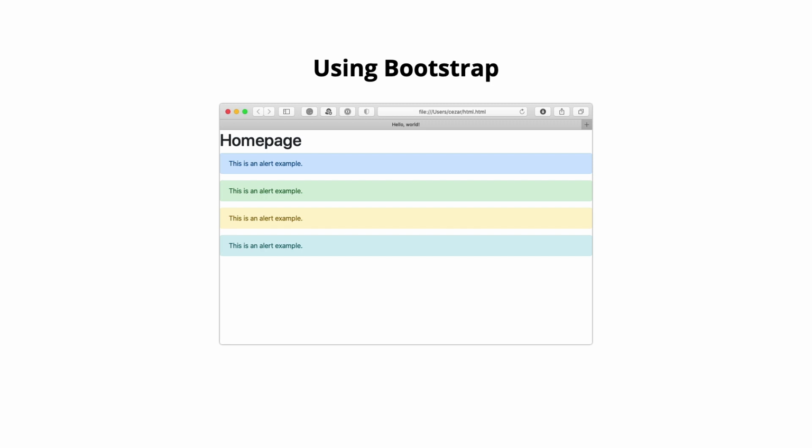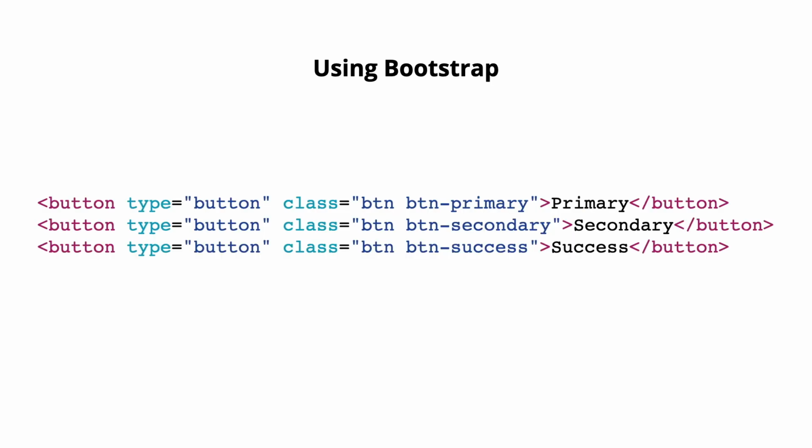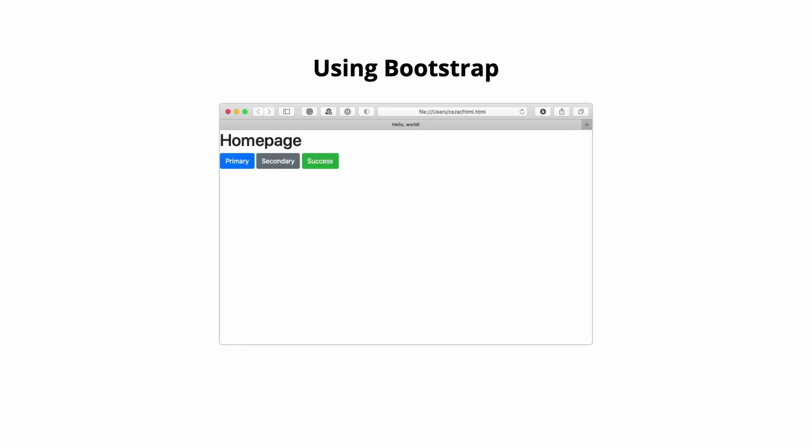Let's look at another element. Here are 3 different ways of styling buttons. When rendered, they'll look like this. The first one is blue, the second one is gray, and the third one is green. And all that just by changing a few class names.